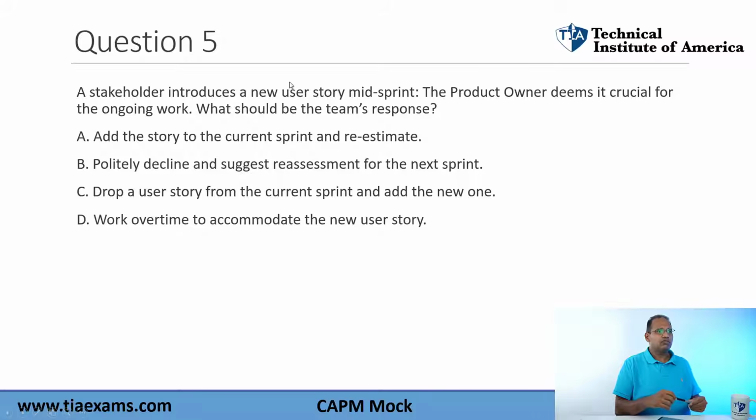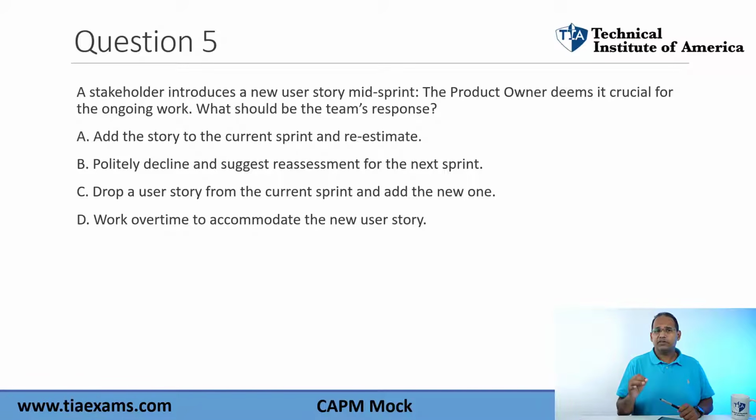A stakeholder introduces a new user story mid-sprint. The product owner deems it critical for the ongoing work. What should be the team's response? Add the story to the current sprint and reestimate. Politely decline and suggest reassessment for the next sprint. Drop a user story from the current sprint and add a new one. Work overtime to accommodate the new user story.